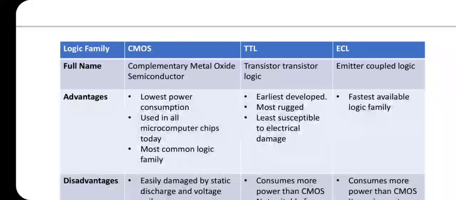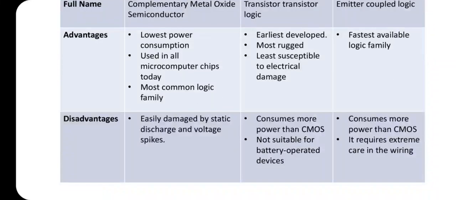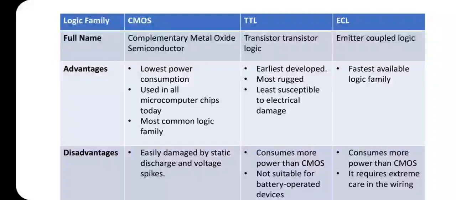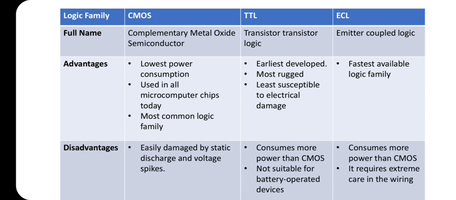This is extra note. Logic families and their advantages and disadvantages. Consider CMOS. Its full name is complementary metal oxide semiconductor. The advantage of CMOS is lowest power consumption, used in all microcomputer chips today, most common logic family. Disadvantages of CMOS is easily damaged by static discharge and voltage spikes.